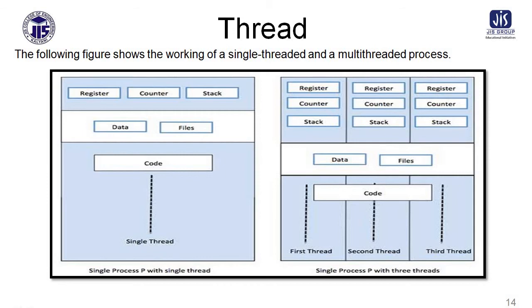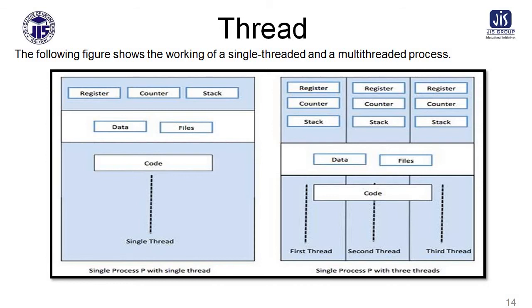Now, a single thread will have its own register, own counter, own stack. Similarly, there are three threads. The three threads have their separate register, separate counter, separate stack. So these are the single process with three threads. This is one example. Just remember this: each thread will have its own register, own counter, own stack, and own code segment also.